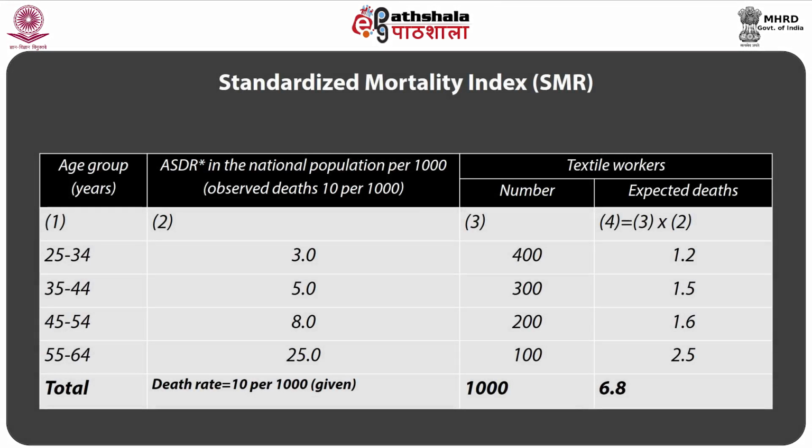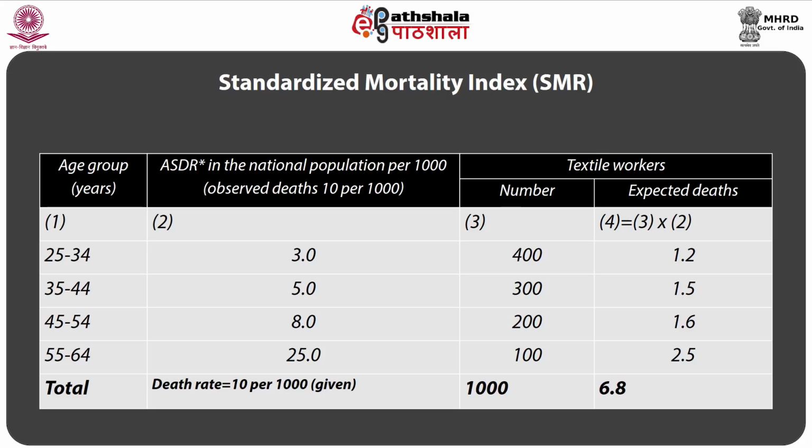Table 1. Calculation of SMR in textile workers, age group in years. Here the following table describes how to calculate expected deaths. Age group in years is given as 25 to 34, 35 to 44, 45 to 54, 55 to 64. Age specific death rate in the national population per 1000 observed deaths are given, such as 10 per 1000. Below is given the age specific death rate. Textile workers are the subjects here.